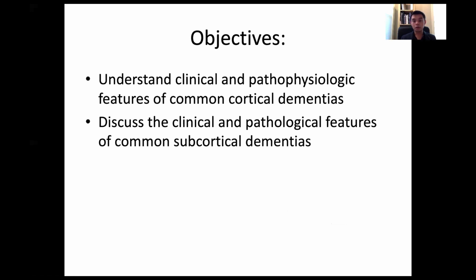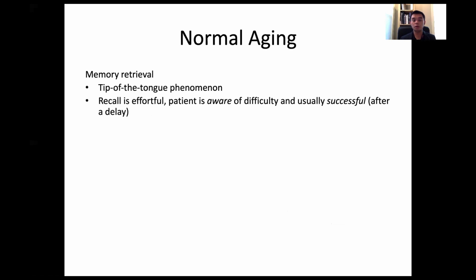Before we do that, let's talk a little bit about what to expect with normal aging. So what do I have to look forward to? What will you eventually have to look forward to? As it turns out, there is a normal set of characteristic changes that you can expect as you age, especially cognitively, and especially with memory.